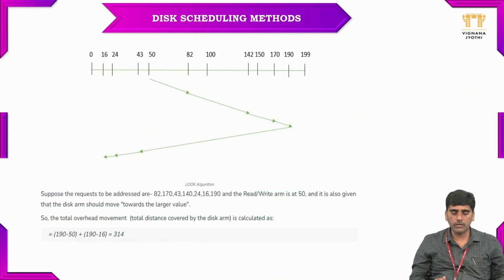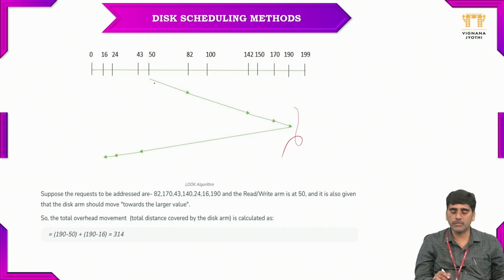So we will see how it works, with the same values: 82, 170, 43, 140, 24, 16, 19. Here the service goes to the end of the requests, not to the end of the disk. If you see all these values, 190 is the last one.